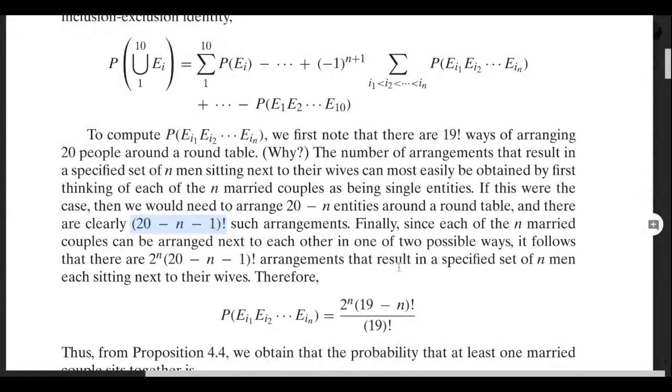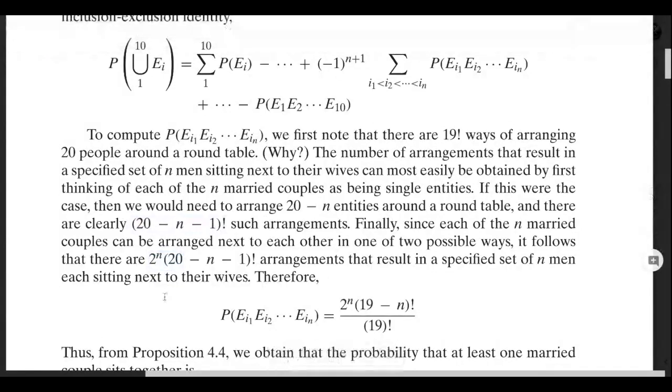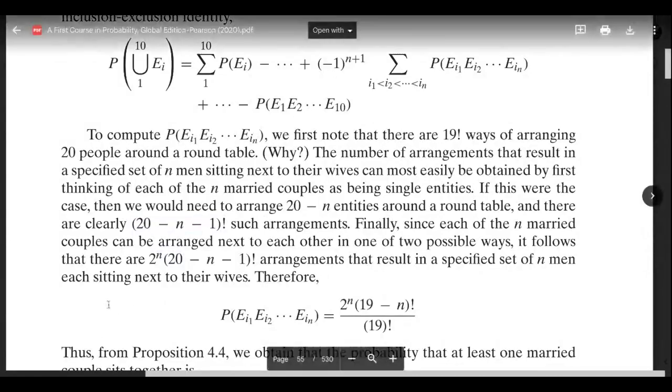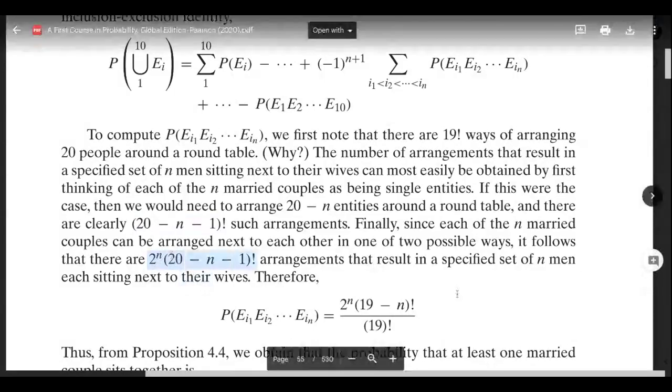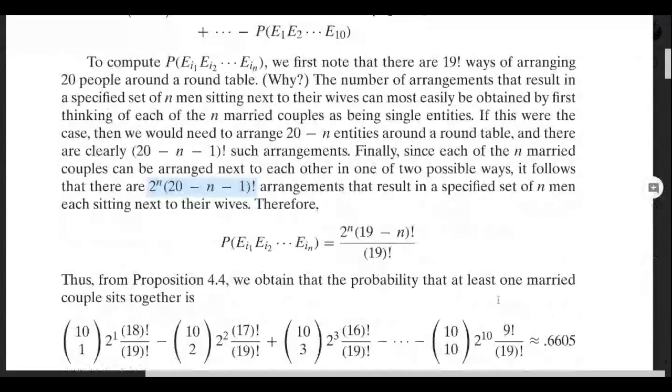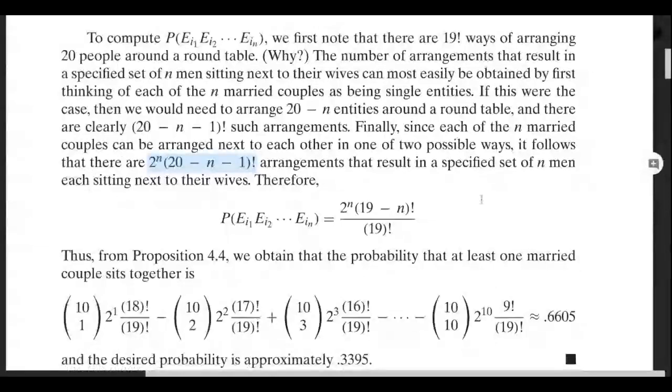Finally, since each of the married couples can be arranged next to each other in one of 2 possible ways, it follows that there are 2 raised to n times (20 minus n minus 1) factorial arrangements that result in a specified set of n men, each sitting next to their wives. So therefore, we have 2 raised to n times (19 minus n) factorial.